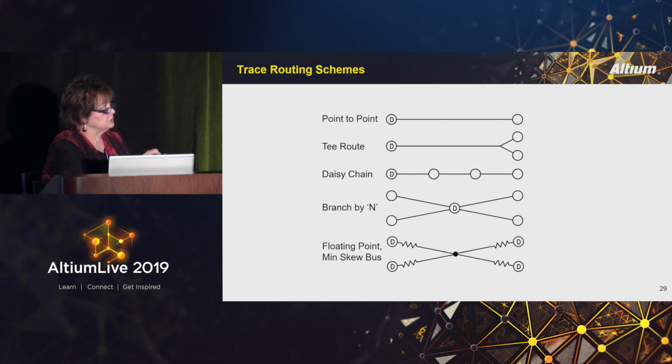Or if you have one driver and multiple loads, then your driver could be on the ends and your load's in the middle, or you could have a driver and load throughout. Then you have branch by N, where you have the driver in the middle and multiple loads coming off of it. This would be the case like a clock generator. And then there's something like this. To be honest with you, I am not sure what you would use this for, but it is another way that the books tell you that you can set up routing.